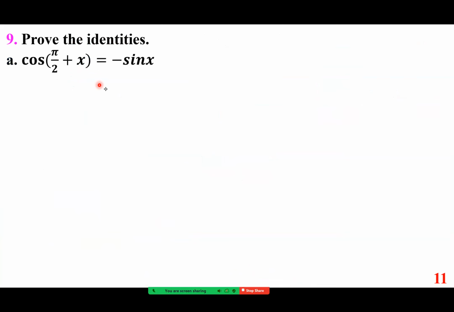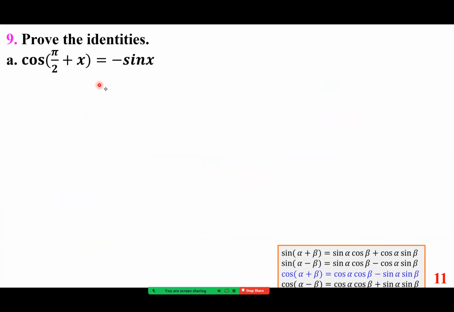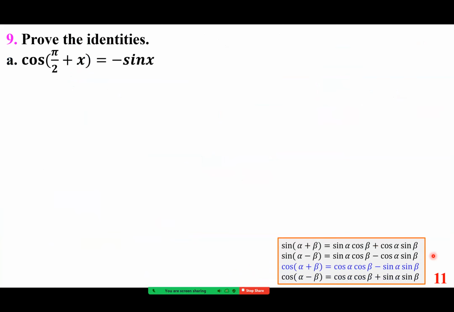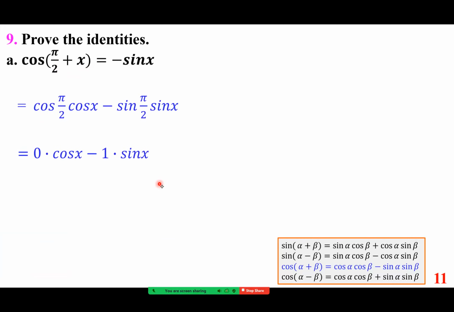Want to prove the identities, and I'm reminding you all the sum and difference formula. So we start with the left hand side. So cosine of pi over 2 cosine of x minus sine of pi over 2 sine of x. This is 0, this is 1. So minus sine x is the answer.